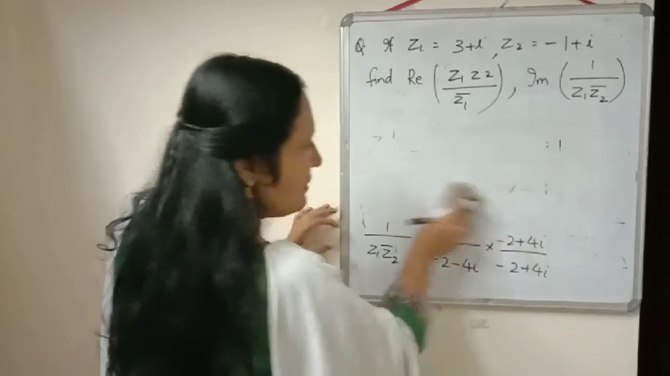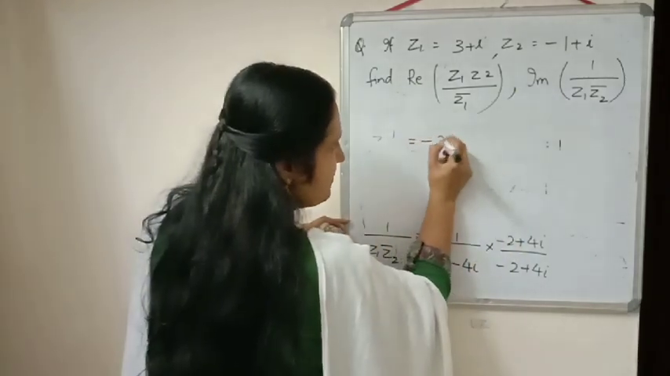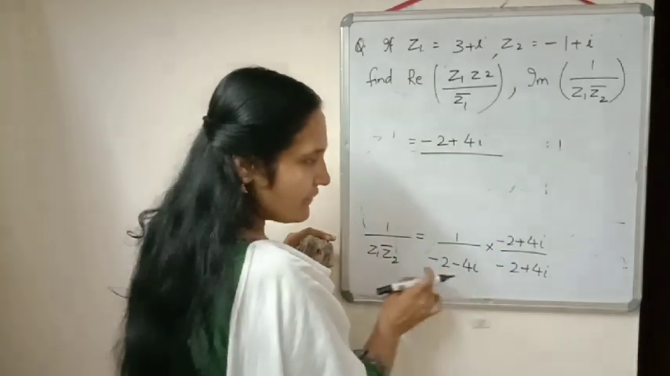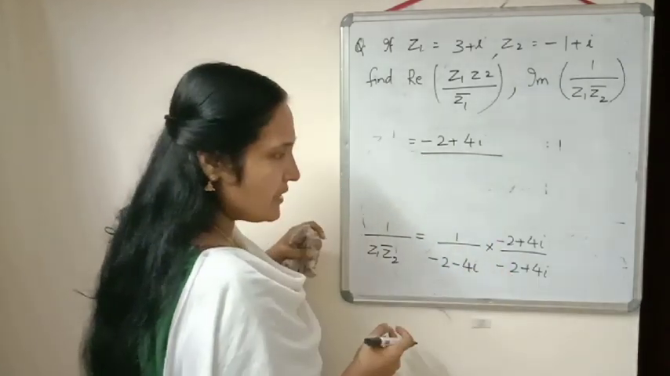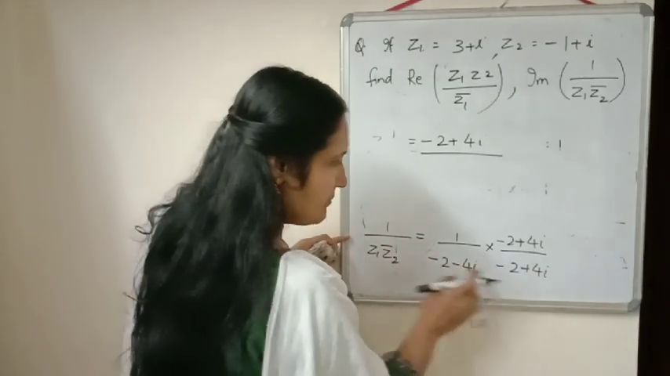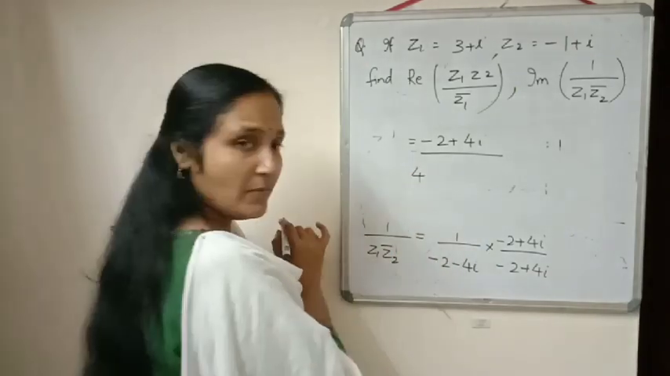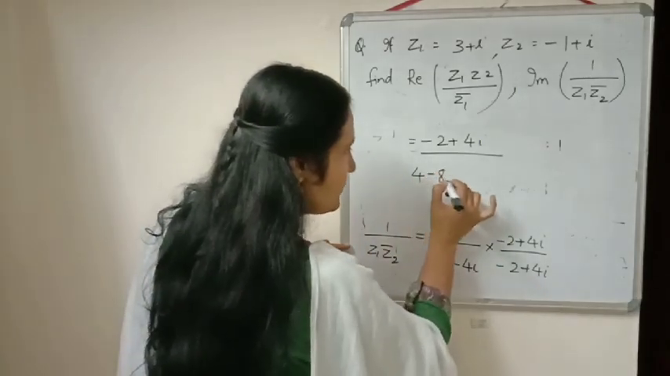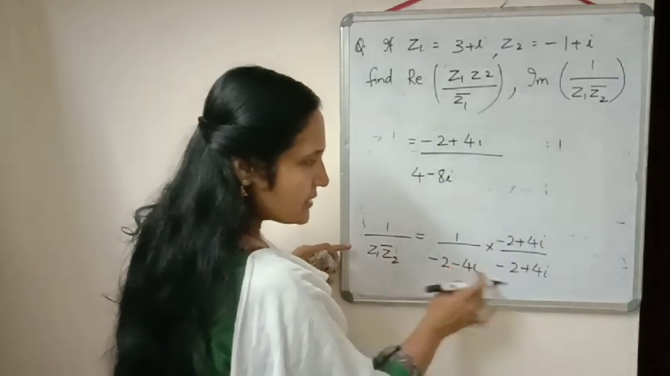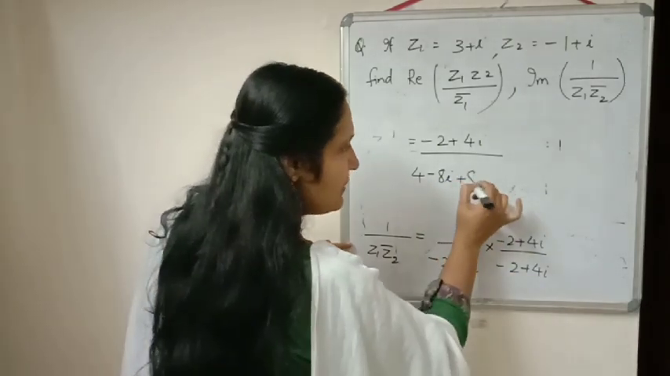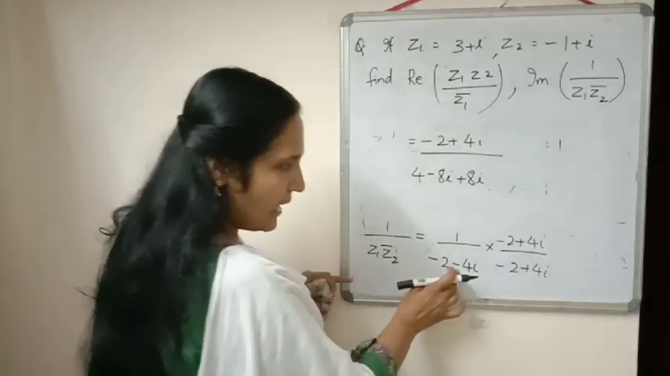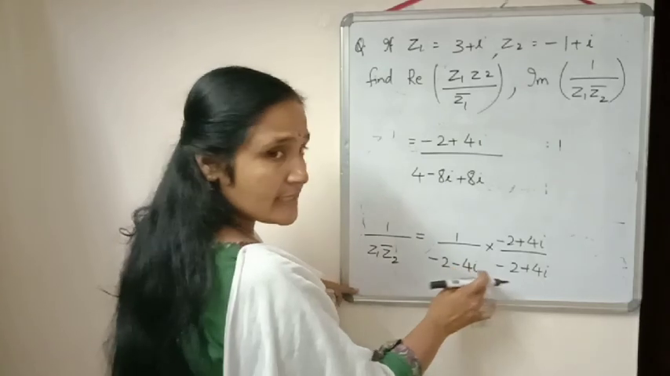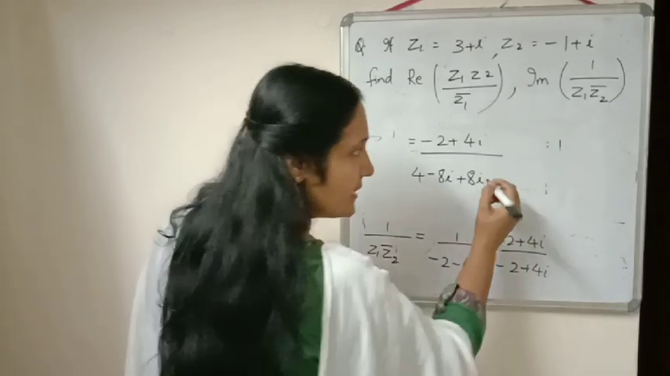So your numerator will be equal to minus 2 plus 4i. And the denominator will come, it is in the form of a square minus b square only. If you have any problem, do normal multiplication. Minus 2 into minus 2 will be equal to plus 4. Minus 2 into 4i, so that will be equal to minus 8i. Minus 4i into minus 2, so that will be equal to plus 8i. Minus 4i into 4i, so 4 fours are 16, minus 16i square. And i square is minus 1.